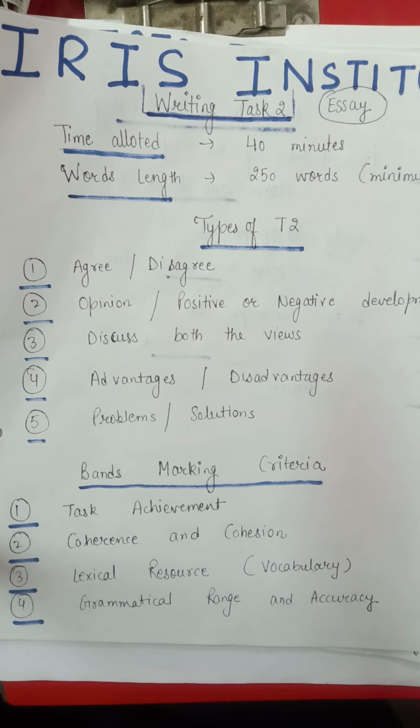So what types of questions are going to be asked to you? There are 5 types of questions. The first one is agree or disagree. For example, pollution is upsurging, means pollution is rising every day. So do you agree or disagree? This is the agree or disagree.